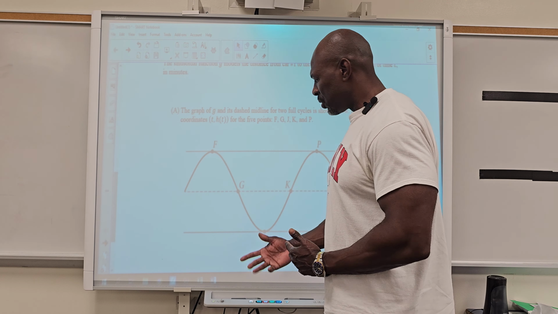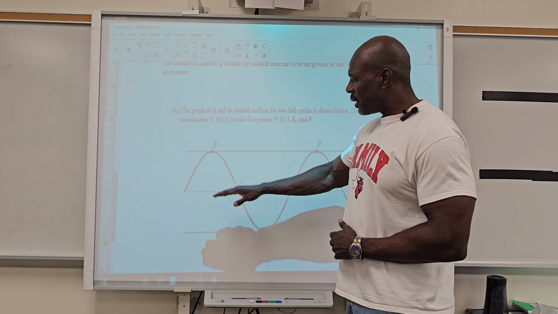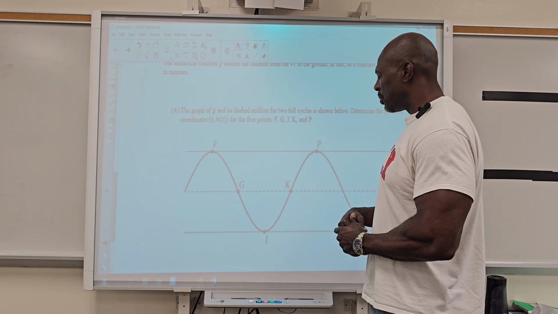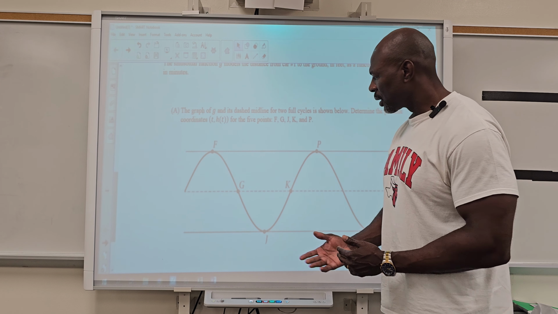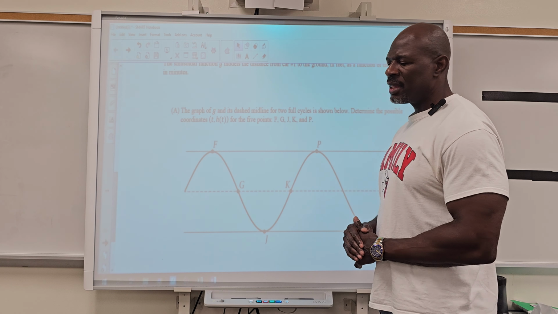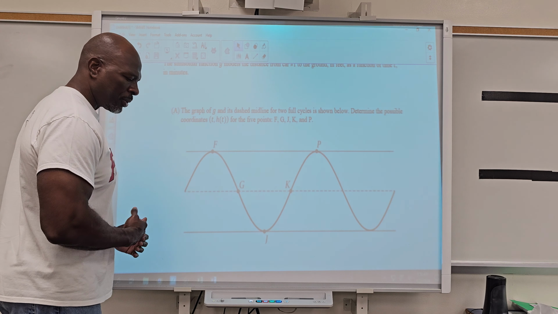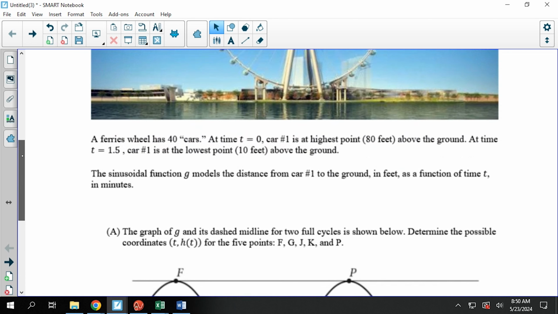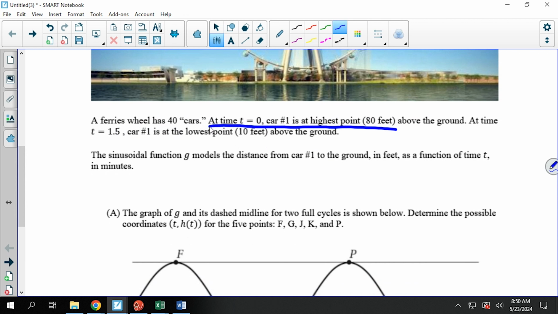And as you look at the sinusoidal graph, here's how you attack this aspect of the problem. This guy where F and P are, those are, of course, the highest points. And this guy where J is, that, of course, is the lowest point. G and K are at the midline. Now, in this particular problem, I want to go back to reading and make sure I'm correct, but I believe it said at time t equals 0 is at its highest point at 80. So right here, at time t equals 0, car number 1 is at its highest point.